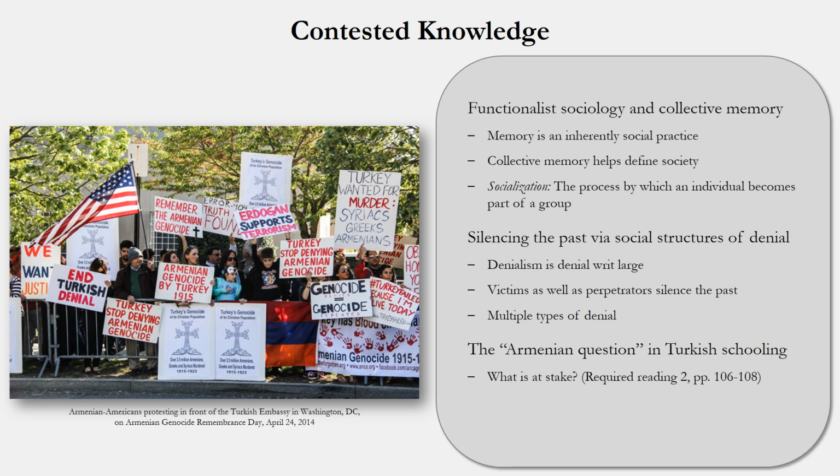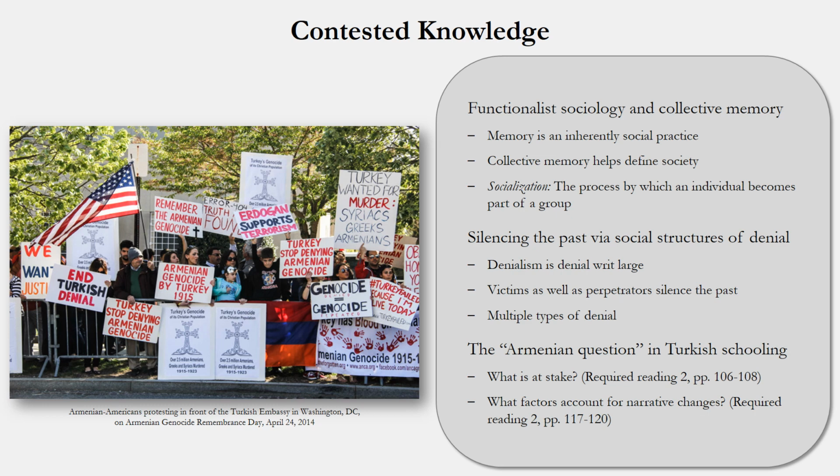As you read this section, think about some of the theories and concepts that you've just been exposed to. So for example, how did this knowledge system become sedimented in the form of collective memory? And what integrative function does this system of denialism serve in the reproduction of modern Turkish national identity?